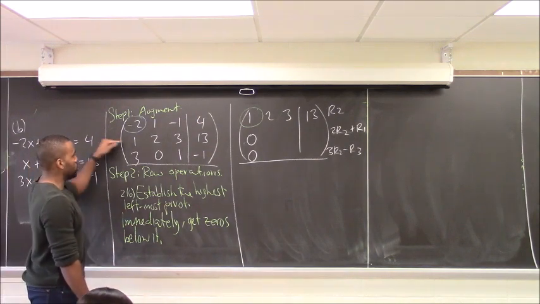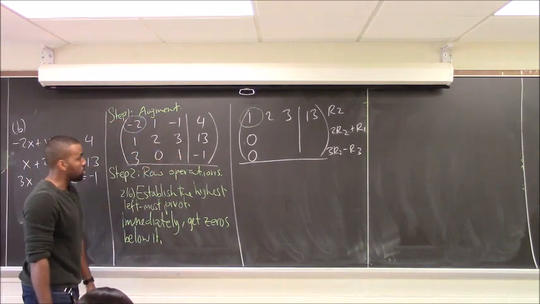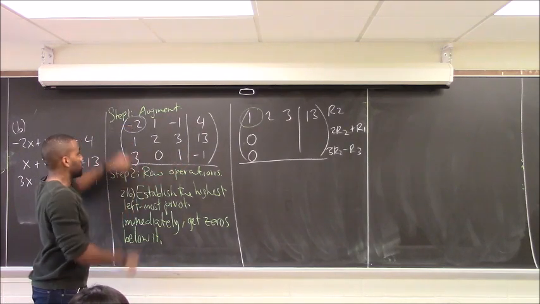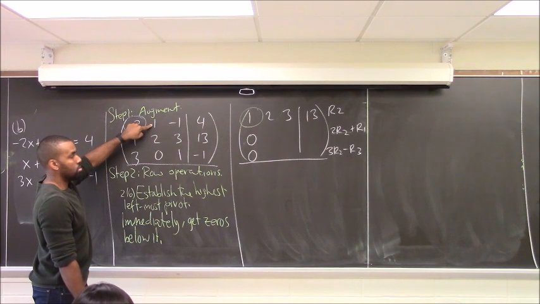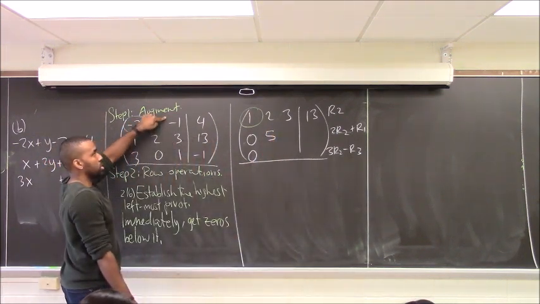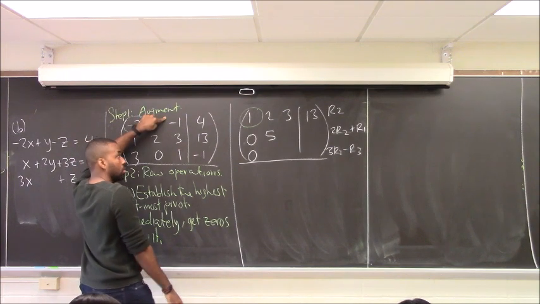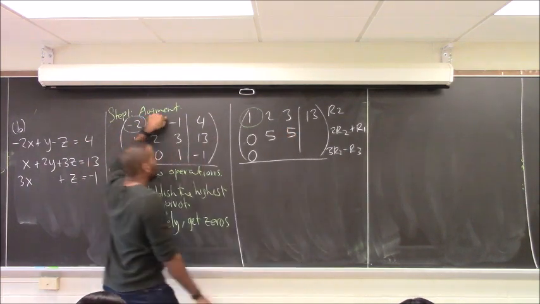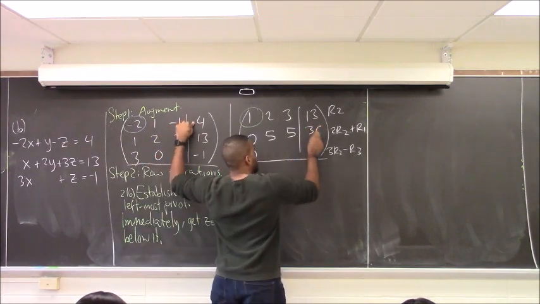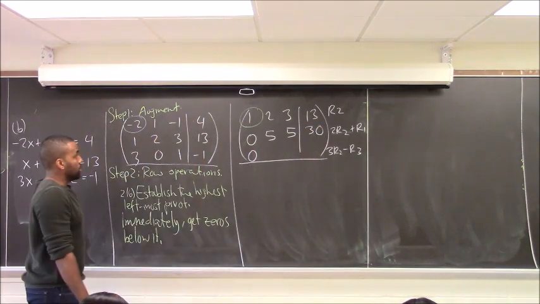So I'm going to take 2 times this row and then add it to that row. 2 times this plus that, 0. 2 times this plus that, 5. 2 times this plus that, 5 again. 2 times this plus that, 30. There's my new second row.